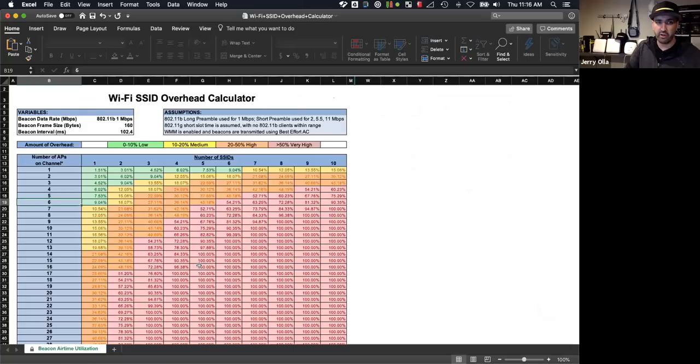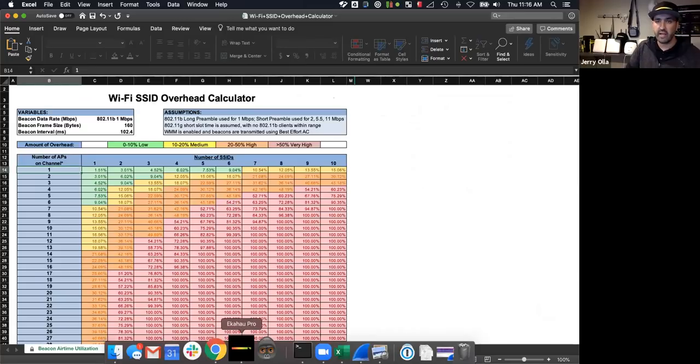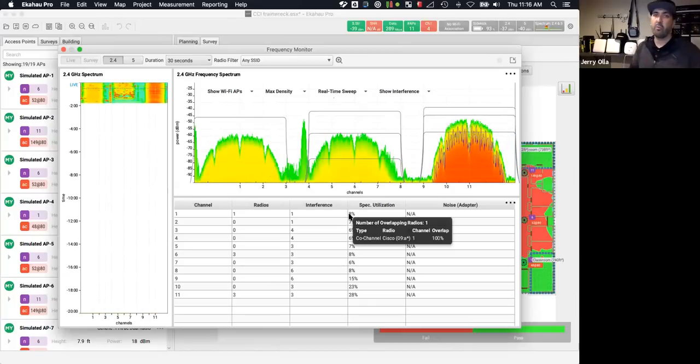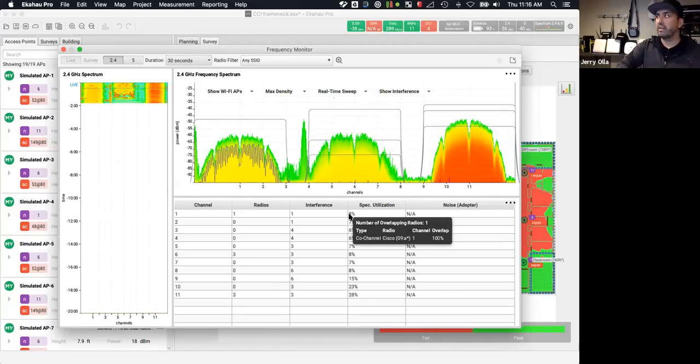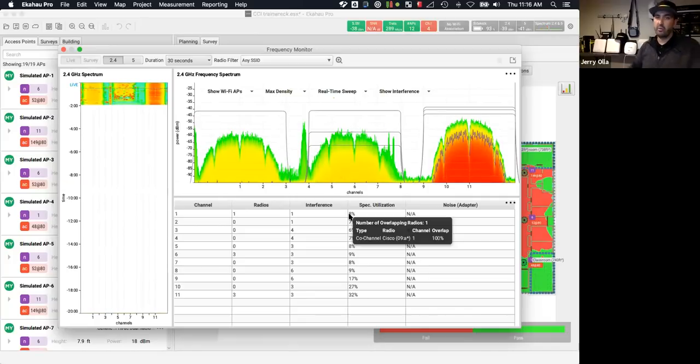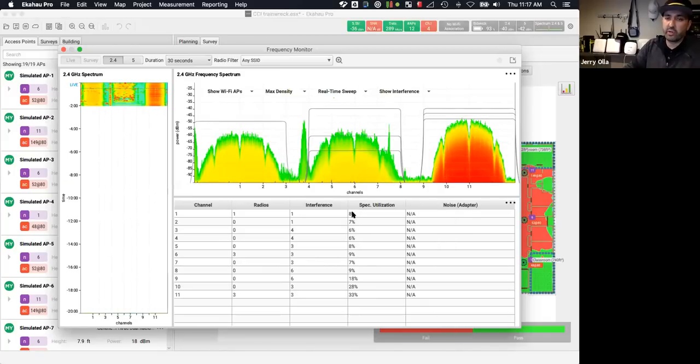So if we go back to our chart here, on channel 1, I have 1 AP audible and 5 SSIDs. According to the math here, we should be right around that 8% or so utilization. And if we flip back to Ekahau here, we can see that it is matching up in the real world. So just to explain, if you're not familiar with Ekahau's products, what I'm using is Ekahau Pro with the frequency monitor view. And then I've got my Ekahau Sidekick plugged in here using the spectrum analyzer and the Sidekick to measure the layer 1 RF energy. And we can see that's matching up almost identically with what the math is showing in the SSID calculator.